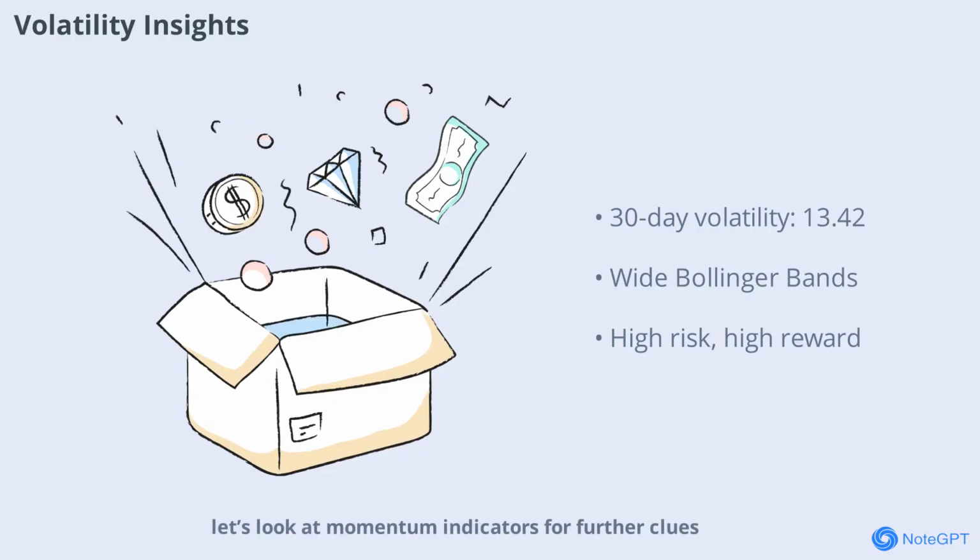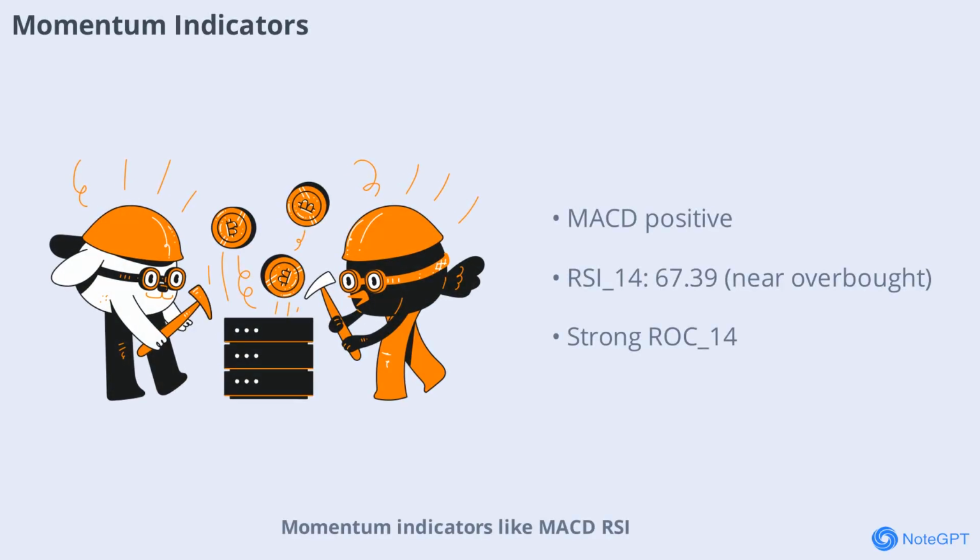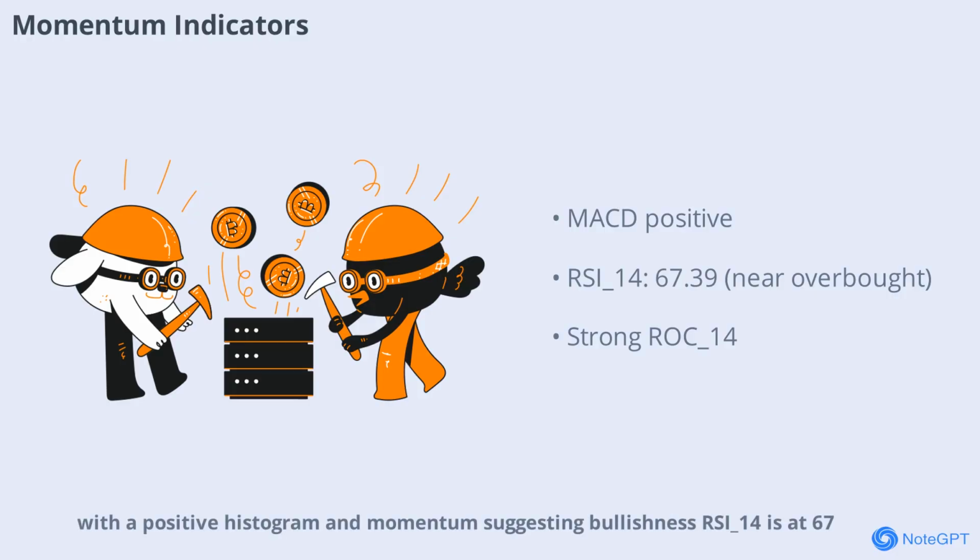Next, let's look at momentum indicators for further clues. Momentum indicators like MACD, RSI, and ROC help gauge the strength of price moves. The MACD is at 0.011 with a positive histogram and momentum suggesting bullishness. RSI 14 is at 67.39, nearing overbought territory, while ROC 14 is a strong 71.67. These readings indicate strong upward momentum, but also caution that the stock may be overextended in the short term. Monitoring these levels can help avoid buying at the top.